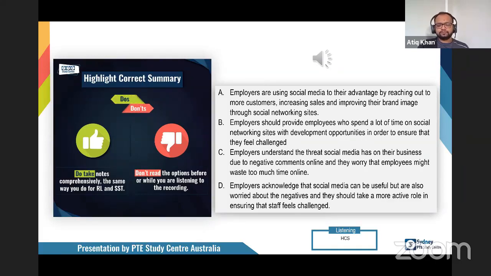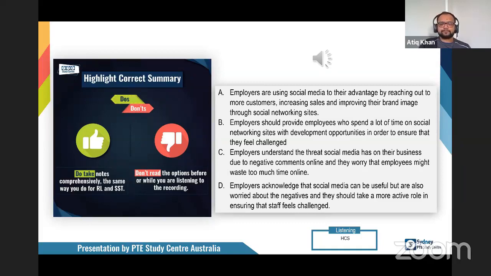Well, employers are currently experiencing a love-hate relationship with social media. Some are using it to their advantage. They're reaching more customers, increasing sales, and improving their brand image through social networking sites. They're also using them for recruitment. On the other hand, many employers continue to see the bad side of social media and believe that it poses a threat to their business. Negative comments online can damage a brand, and employers also worry that employees might spend too much time online during working hours, stopping them from working effectively and completing all their tasks.